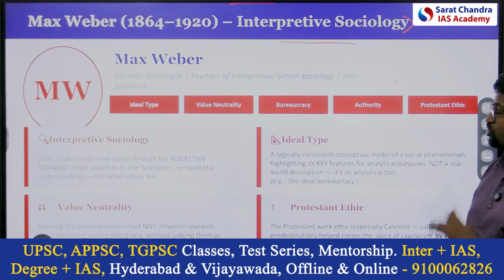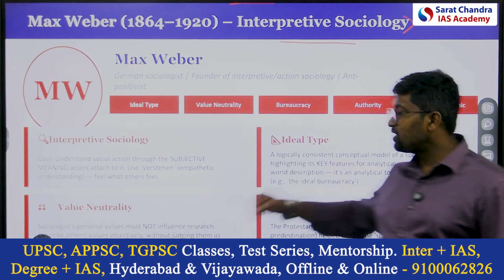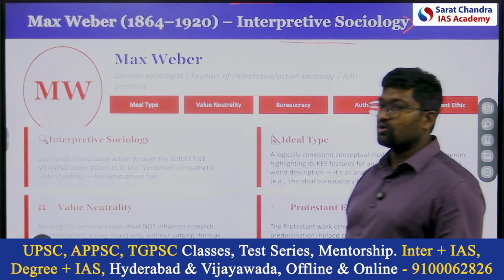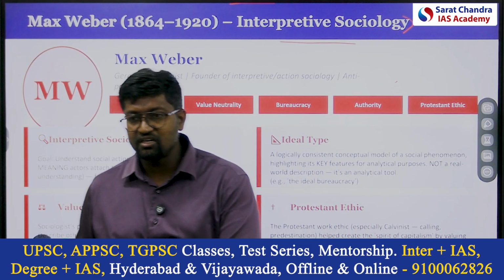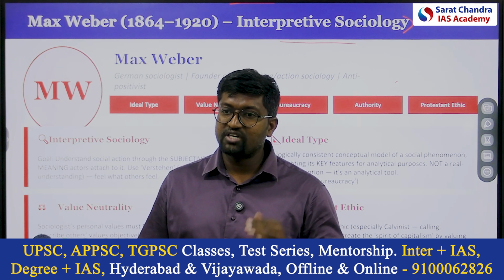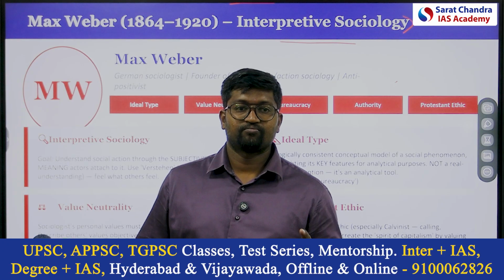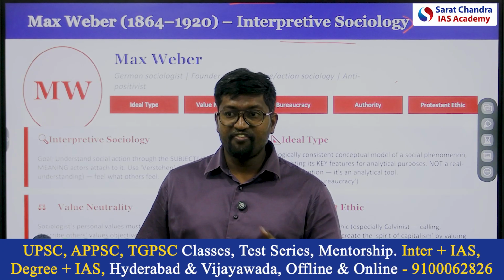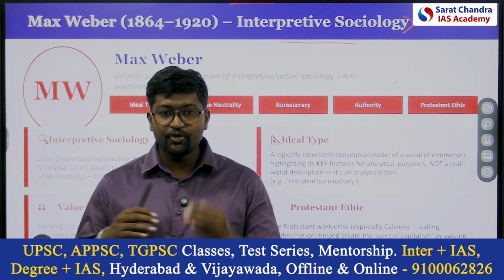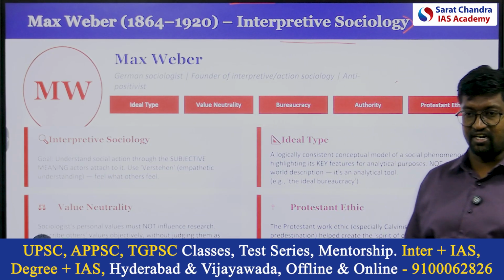What are the concepts? Social action, interpretative sociology, value neutrality, ideal type, Protestant ethics. These all concepts we will learn in 7 to 8 classes, means around 10 to 15 hours. But I discuss this briefly. If you don't have comprehensive understanding also, no need to worry. I am just giving you an introduction to these concepts. I am not explaining these concepts in detail.